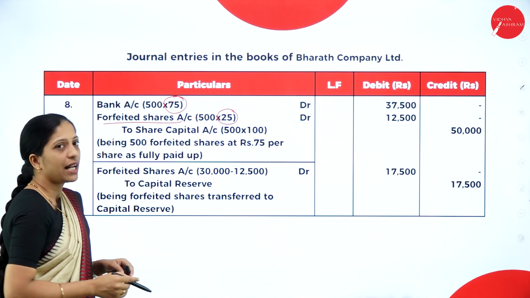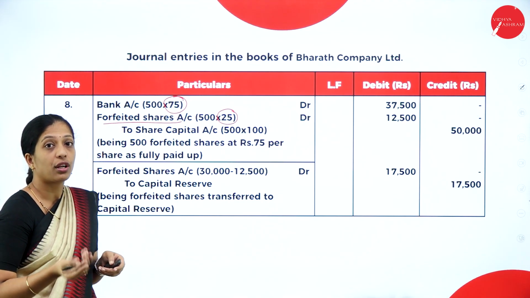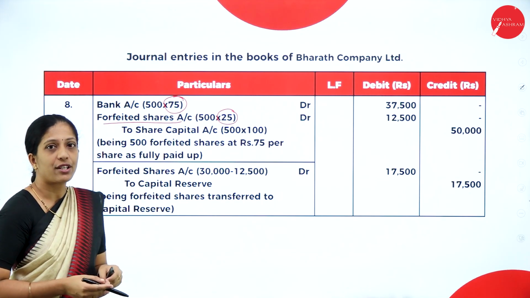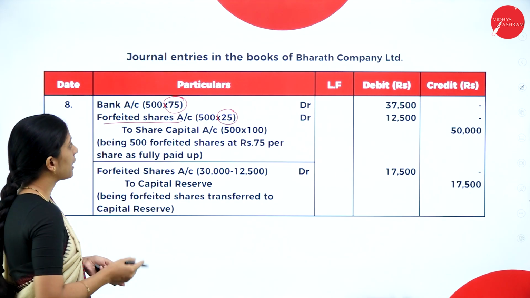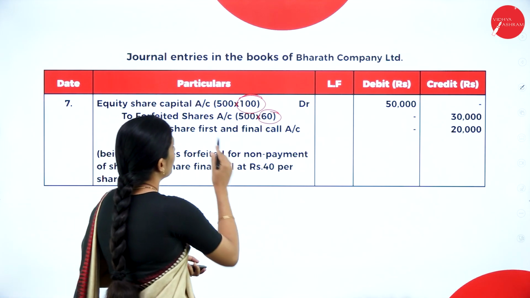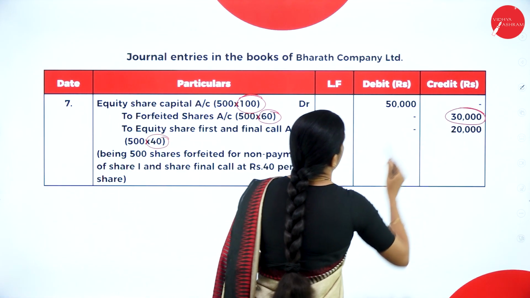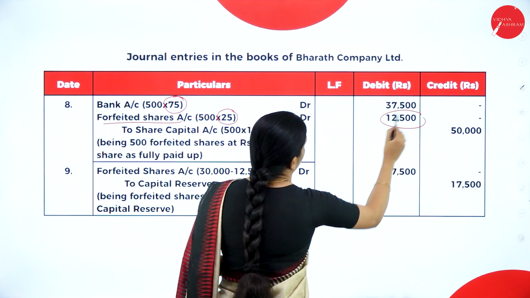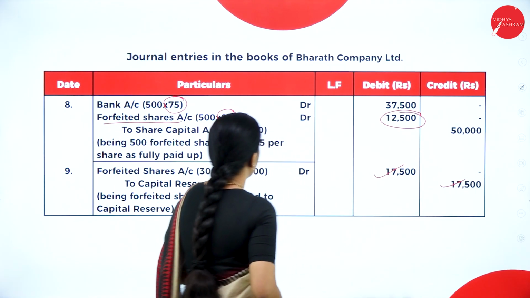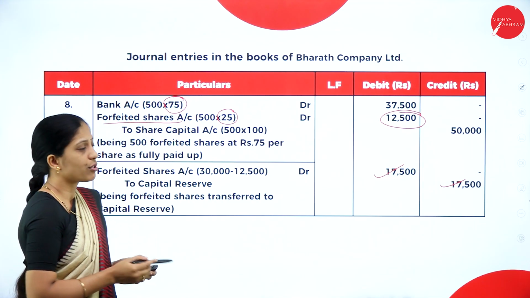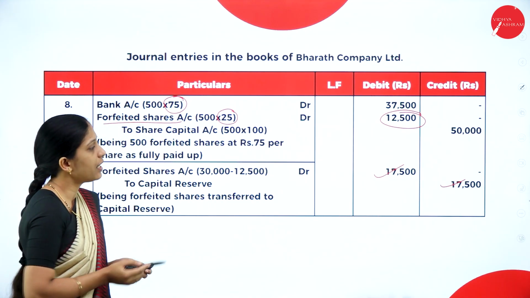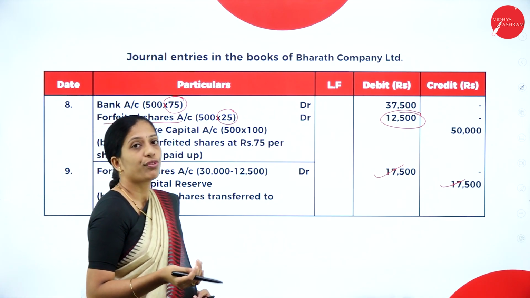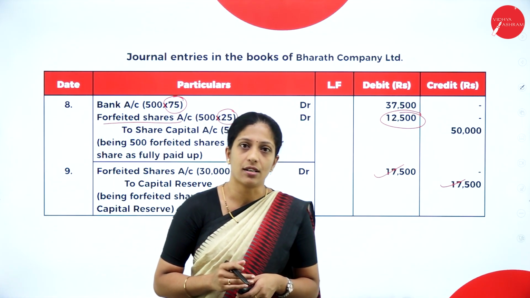Now coming to your last entry, you are going to transfer your forfeited shares to capital reserve. So entry remains same, forfeited shares account debit to capital reserve account. So how much was there in your forfeited shares here? That is 30,000. So 30,000 minus here 12,500. Remaining is 17,500. 30,000 minus 12,500, that will be 17,500. Narration being forfeited shares transferred to capital reserve.